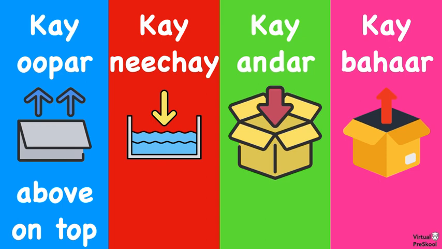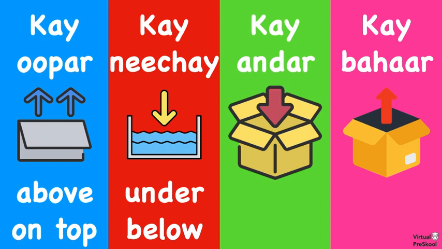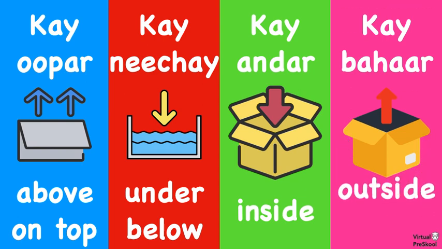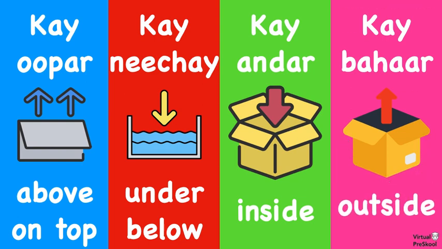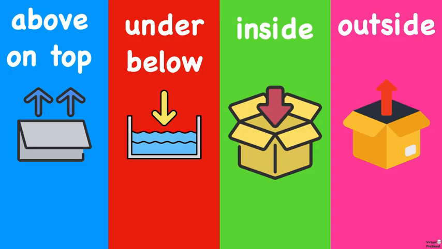Ke neeche means below or under. Ke andar means inside of. And ke bahaar means outside of. Okay? So let's review this one more time.